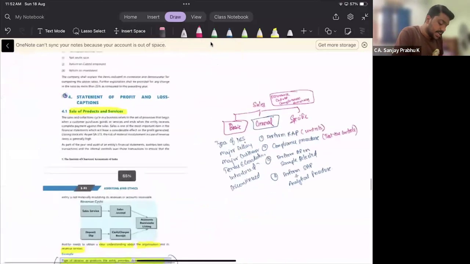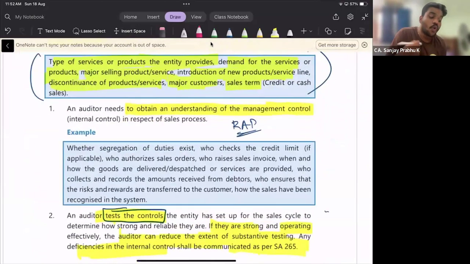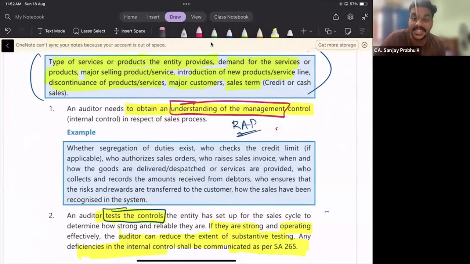Yes, in this question there's another type of question which could be asked for 2 marks. What are the different controls in relation to sales? See, here you said you should understand the controls, right? What are the different controls which could be existing in the sales?